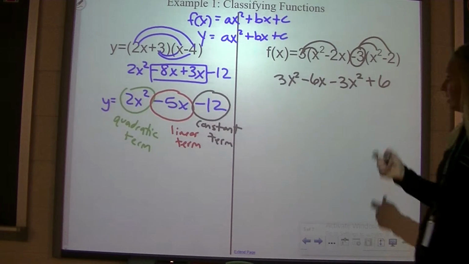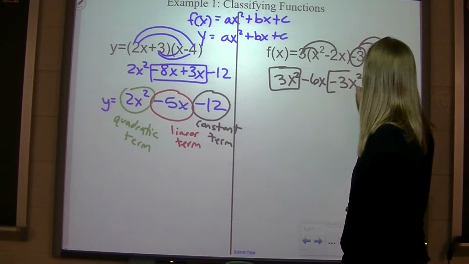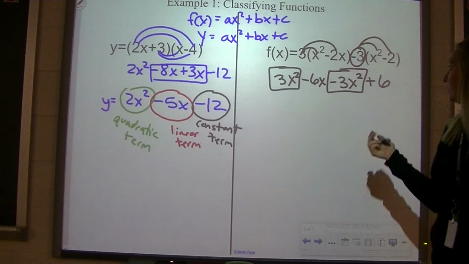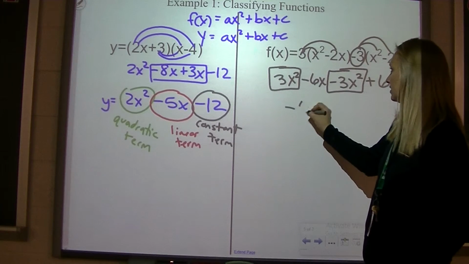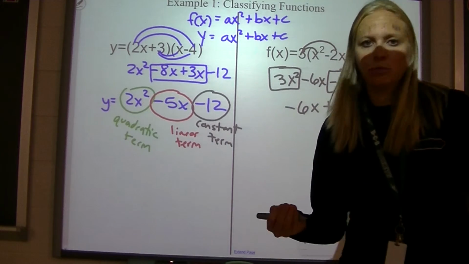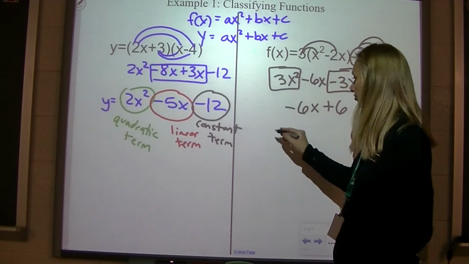Okay, so doing that, combine our like terms. Here my like terms are 3x squared and negative 3x squared. When I add those together, they cancel. So I basically have negative 6x plus 6. Do I have an x squared term anymore? No. So this is not a quadratic function.